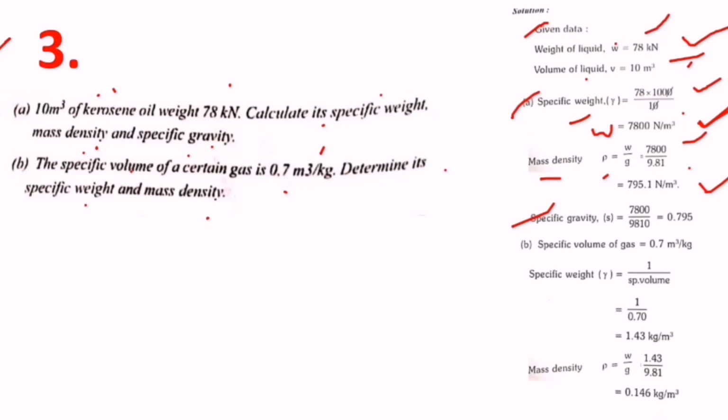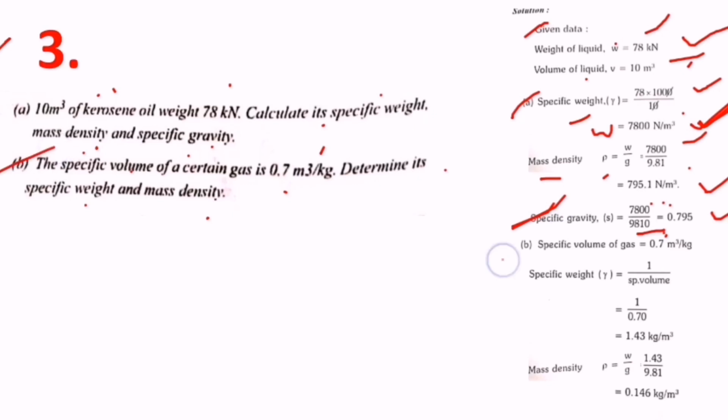Next, specific gravity equals, we know, specific weight of liquid by specific weight of water. Specific weight of liquid is 7800. Substitute that. And specific weight of water is 9,810. By substituting these two values, we'll get 0.795 as specific gravity.